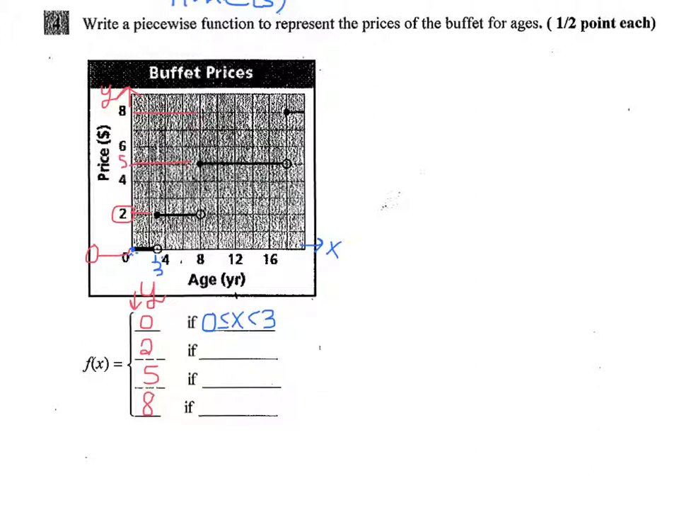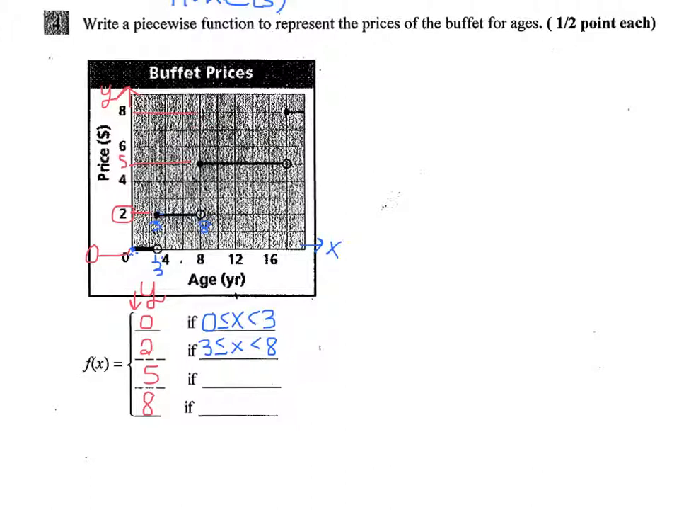I'll do the same thing with the next step. It starts at 3 and it goes all the way up to 8. So 3 is the low number and 8 is the high number. I'll put the x in the middle. I'll make the signs point to the left, and the end point on the left gets the equal sign. The one on the right does not, because it's open.